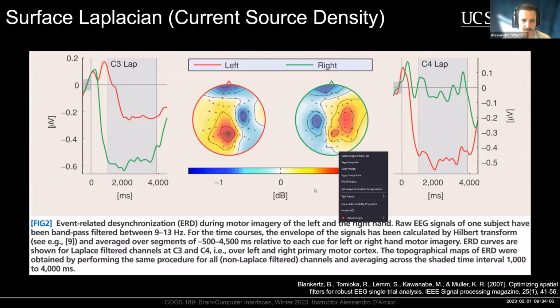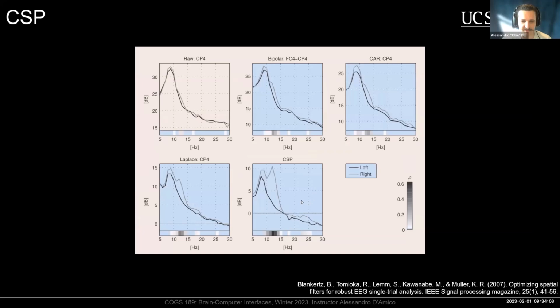But we can do better than that. And one of the best spatial filtering techniques we currently have is common spatial patterns. We can see here that common spatial patterns sort of blows Laplace out of the water. Not only are we getting this really discriminable information within our alpha or mu range, we're also starting to see much more discriminable information in our beta ranges.